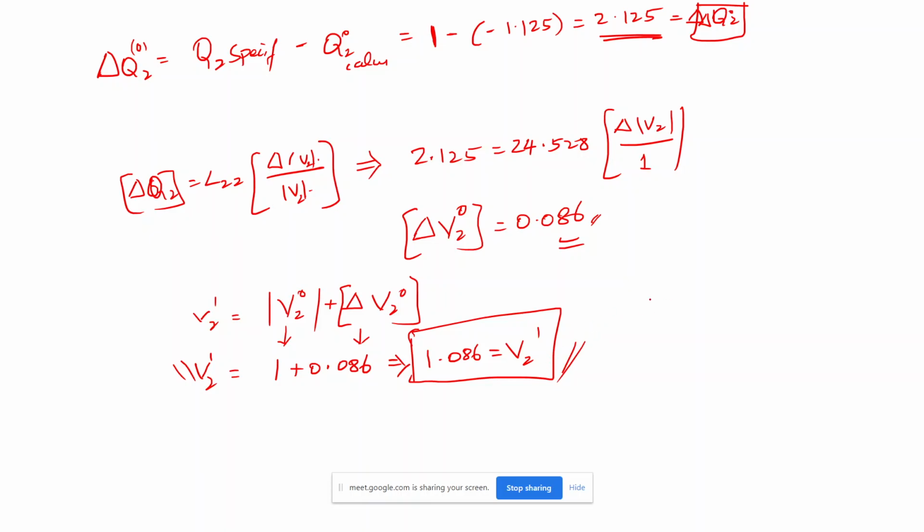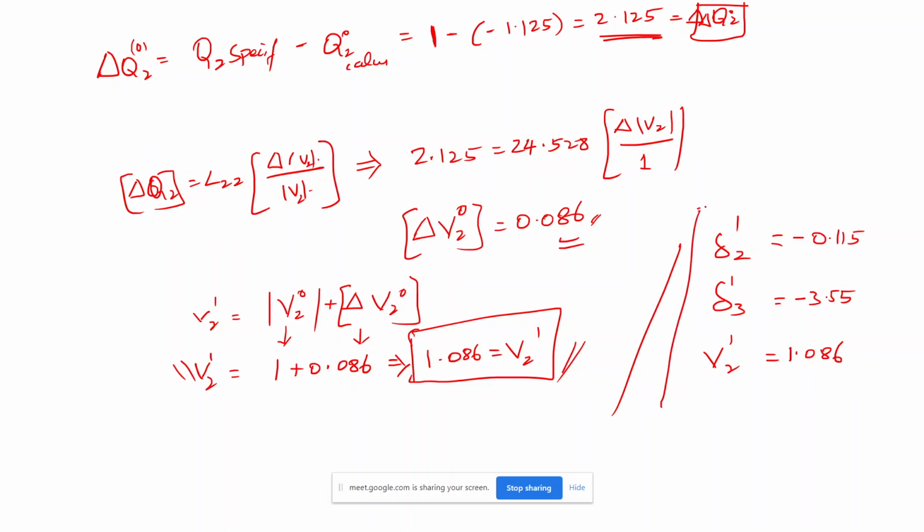So we come up with final values: del 2, del 3, and then V2 at the first iteration. Tell me the values one by one. So V2 is nothing but 1.086, and what is del 3 at first iteration? I think minus 3.55, and del 2 is minus 0.115. So this is your final value.